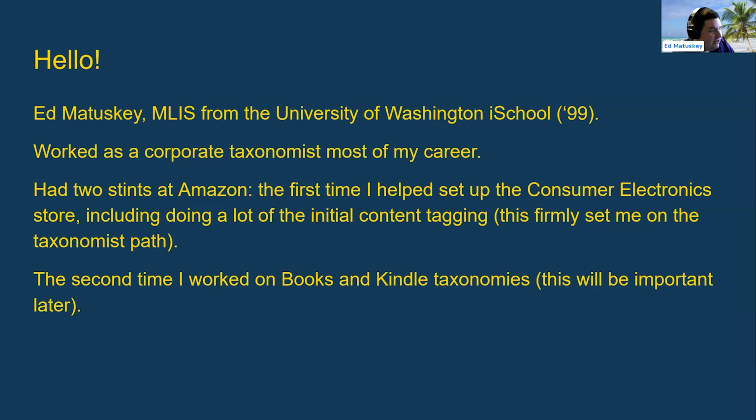The first time I helped set up the consumer electronics store, back when Amazon didn't have third party, so the new store's catalog was only a few thousand items, and so I was able to provide the tagging as well as set up the browse structure. That sort of set my path. But it also made me really think about how people search for things. What are good categories versus bad categories? I learned a lot. I probably learned as much about good browse structure in that first job as I did in my couple years at UW. And then the second time I worked at Amazon, I worked on the books and Kindle taxonomies, and that will become relevant a little bit later.